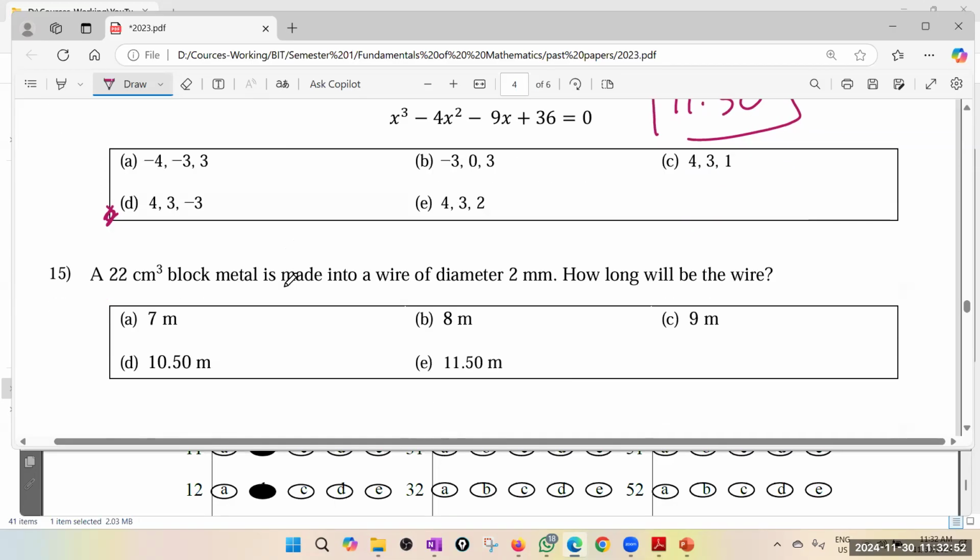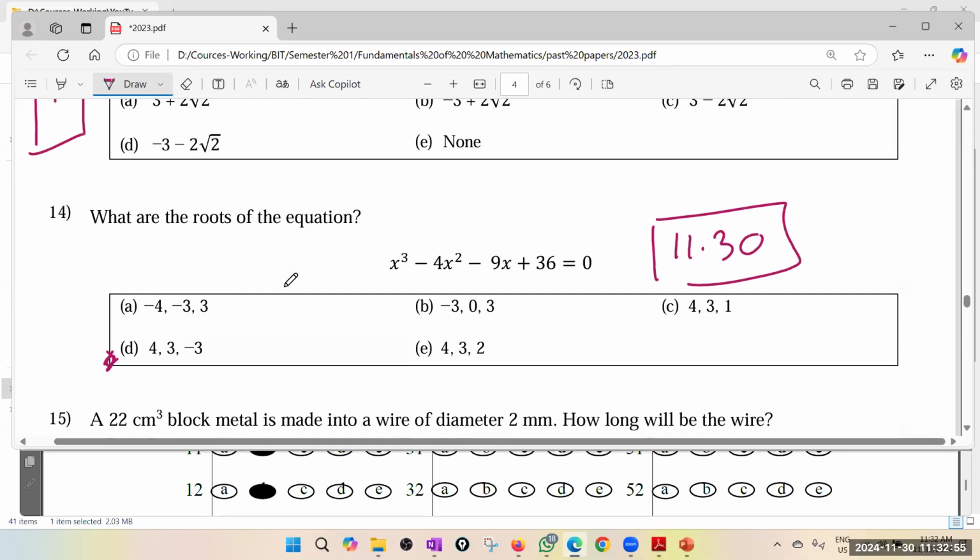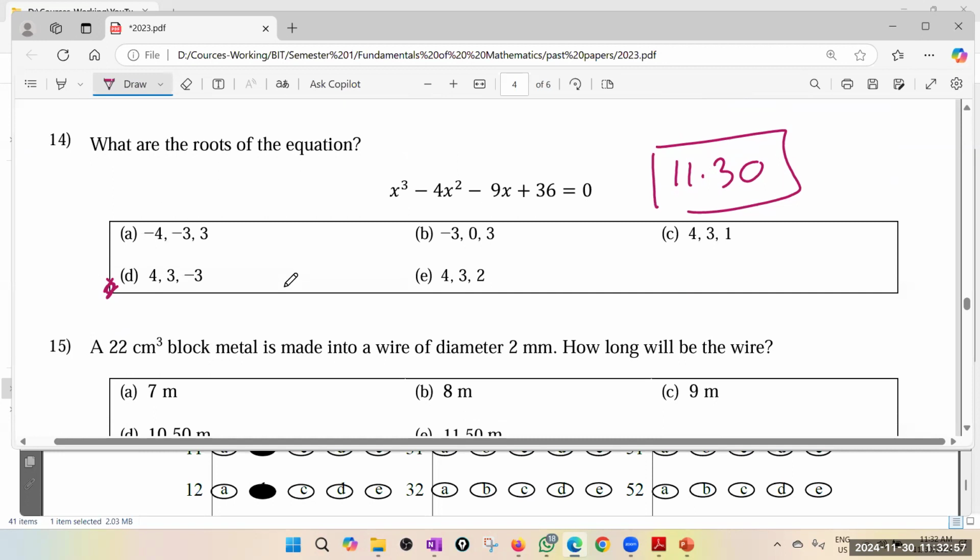So let's continue with the 14th question, okay? So what can we do for this one? At least give it a try. Sometimes the examiner may try to hide something. So I feel like there's a factorization here.